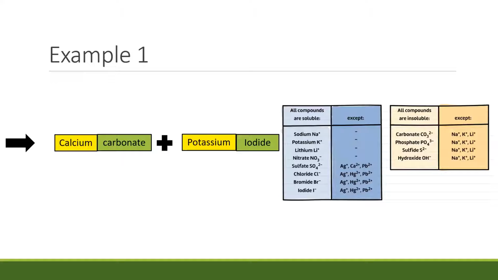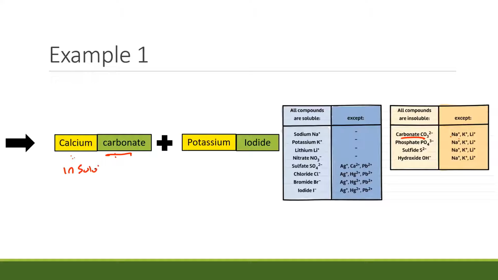Now, to check if it's a precipitate reaction, you just got to check, are both products soluble? Well, let's check. Okay, we've got calcium carbonate. Carbonate is on our list. Carbonates are always insoluble unless they're bonded to sodium, potassium, or lithium. This is calcium. It is not sodium. It is not lithium. It is not potassium. This guy is none of those. So I can straight off say this is insoluble.